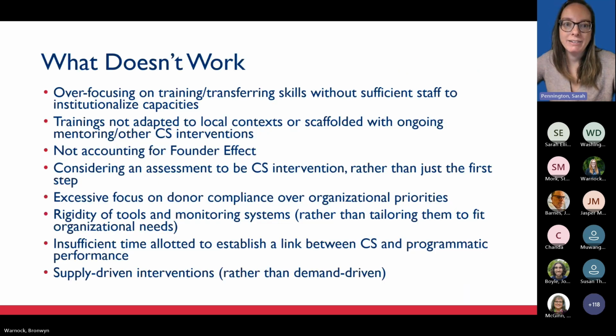On the flip side of that, what doesn't work? What the subject matter experts described having seen fail included things like overly focusing on trainings or providing one-off trainings that don't ensure there's sufficient staff capacity to institutionalize the knowledge or skills, or not following up with ongoing coaching or mentoring support. Similarly, being too rigid around trainings or tools and not tailoring them for the needs of the local organization was a what not to do.